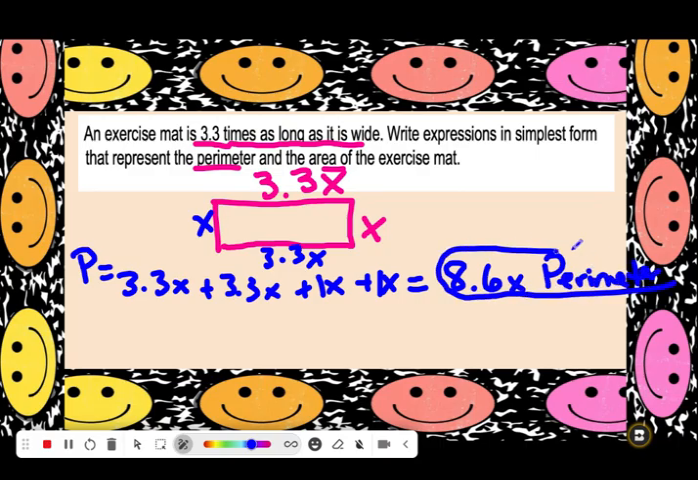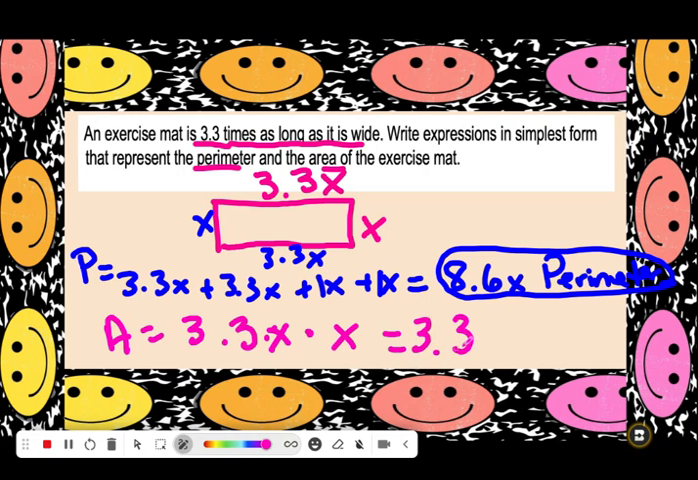Okay, that's one answer. The second answer says to represent the area. For the area, we would do 3.3x times x. You could say it's 3.3 times x times x, and x times x is x squared. So it's 3.3x squared. That's going to represent the area.